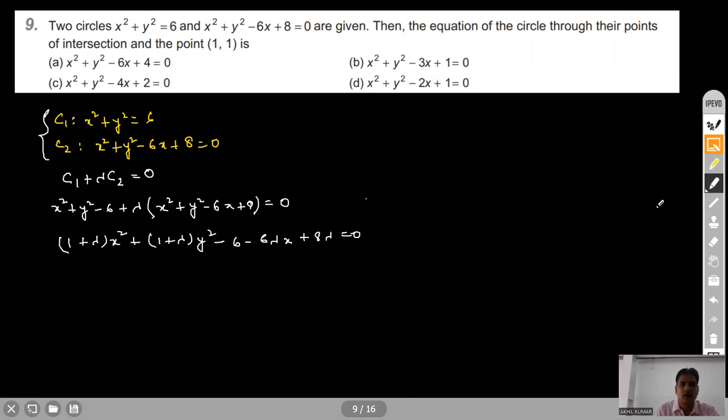Now put this point 1 comma 1 in this equation, right? So putting this 1 comma 1 in this equation, what we will get? We will get 1 plus lambda plus 1 plus lambda into 1 minus 6 minus 6 lambda plus 8 lambda is equals to 0. So what it will become? Lambda plus lambda 2 lambda, 2 lambda plus 8 lambda 10 lambda minus 6 lambda will be 4 lambda, and 1 plus 1 2, 2 minus 4 minus 5 is equals to 0. From here we got lambda as 1.